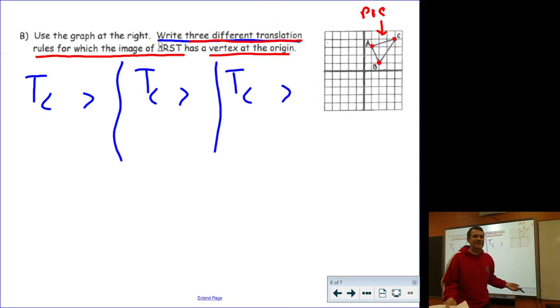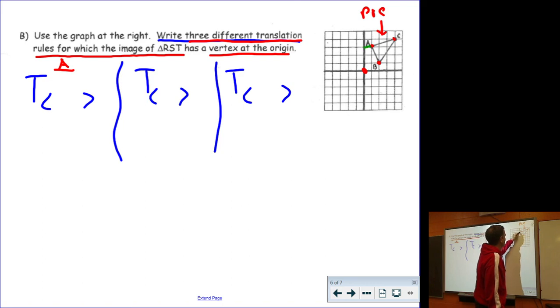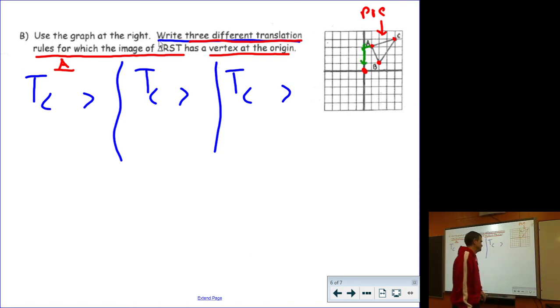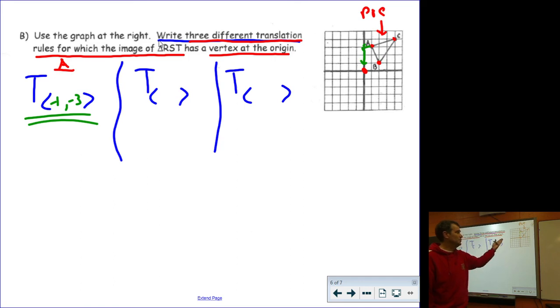So this is really just asking you, how can you slide that triangle so that one of the vertices, A, B, or C, ends up right here at the origin? For example, if I wanted to move point A to the origin, point A would need to go 1 spot to the left and then down 3. -1, -3. There's the translation rule that would move A to the origin. You could probably do B and C on your own if you needed to. I think there's a homework problem like that.